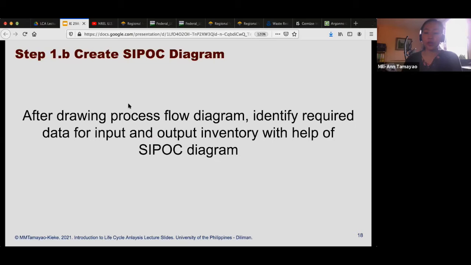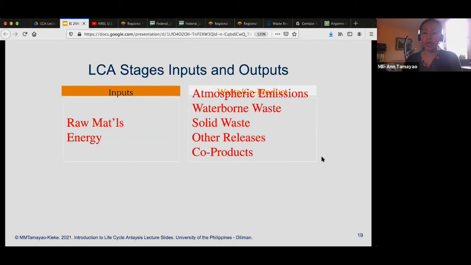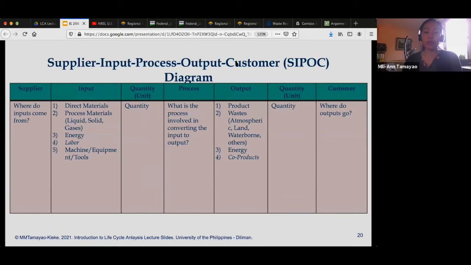And after knowing the flow of the unit processes, you can now clearly map out the inputs and outputs for each unit process. So the inputs could include raw materials and energy. For outputs, you have waste or co-products. So you have atmospheric emissions, waterborne waste, solid waste, other releases, and co-products. And recall, this is the supplier input, process, output, customer diagram.